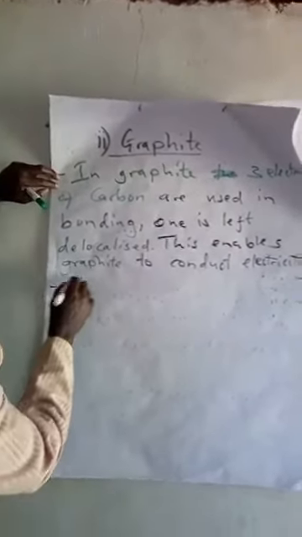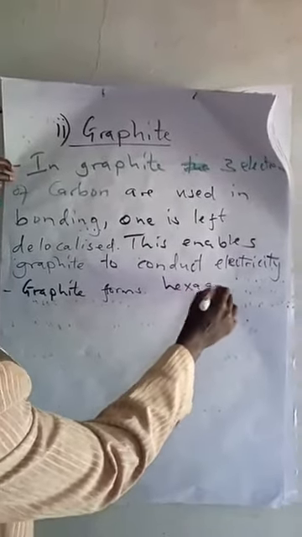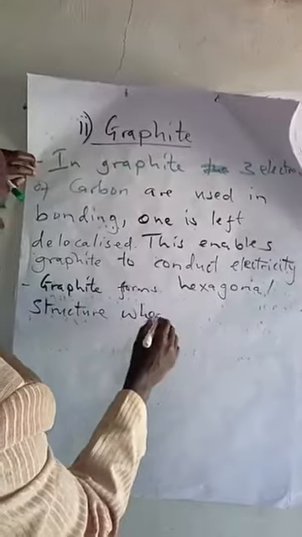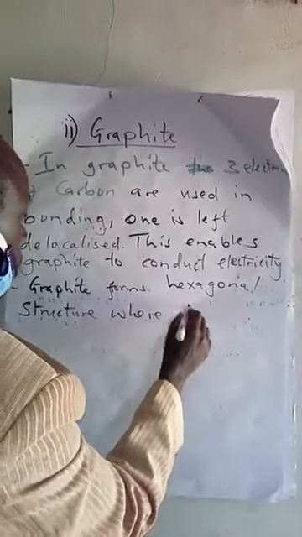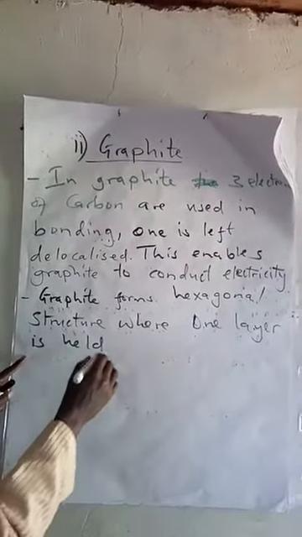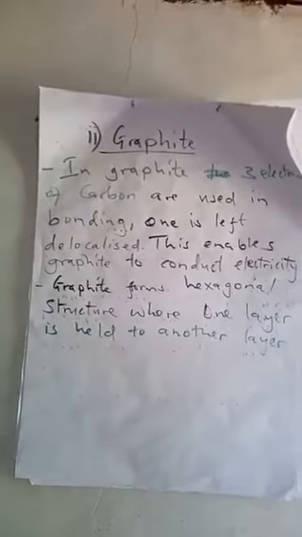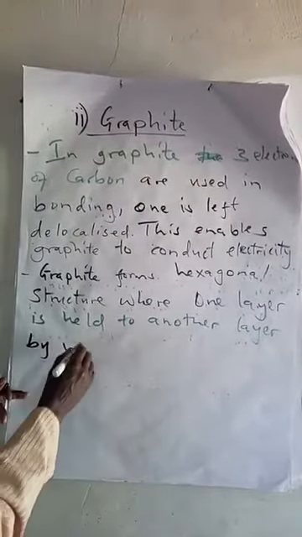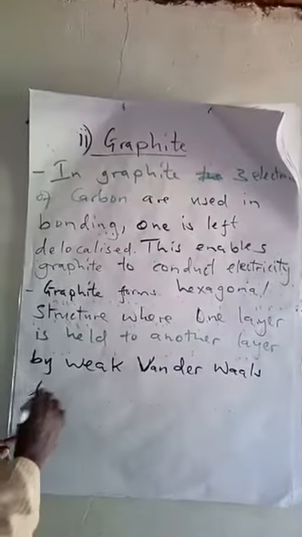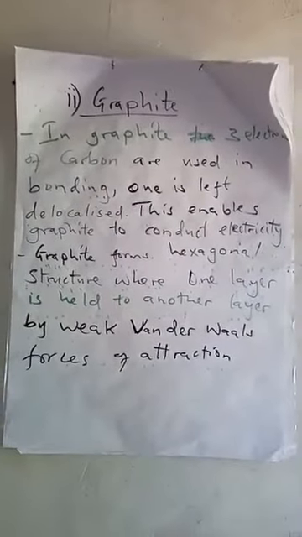So also we can say graphite forms a hexagonal structure where one layer is held to another layer by weak van der Waals forces of attraction. Between the layers, we have weak van der Waals force of attraction.